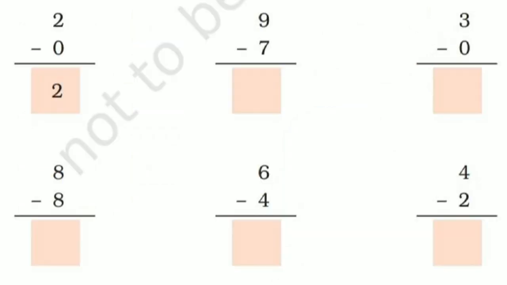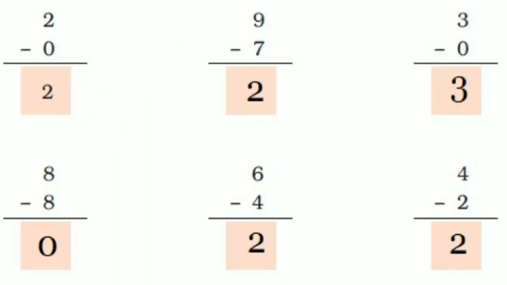Next, 2 minus 0. If we take out nothing from 2, what happens? The number remains the same. So 2 minus 0 is equal to 2. Next, 9 minus 7. Let us count the numbers from 7 to 9. 8, 9. We have counted 2 numbers. So 9 minus 7 is equal to 2.